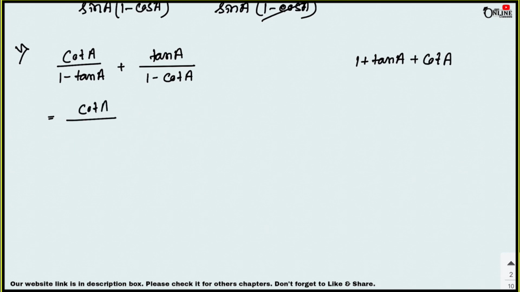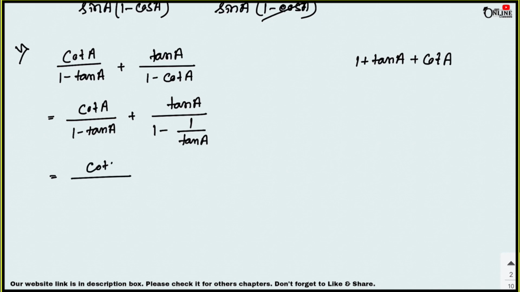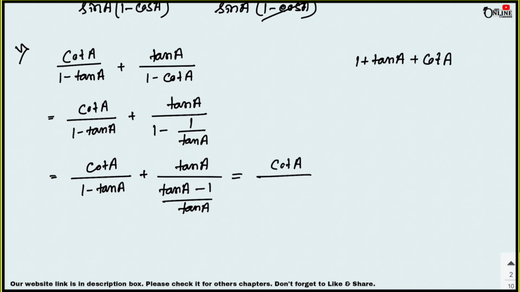So this one here, cot A divided by 1 minus tan A, plus here tan A, and in the place of cot you can write 1 by tan. So here it's cot A divided by 1 minus tan A plus tan A divided by (tan A minus 1) when the LCM equals tan A. So here cot A over 1 minus tan A plus tan square A over tan A minus 1.